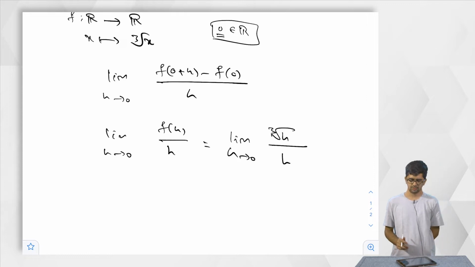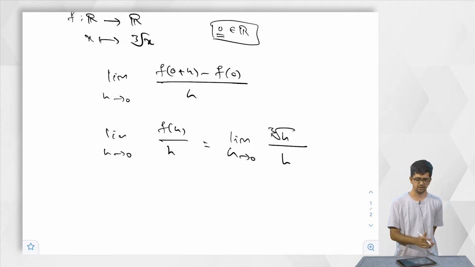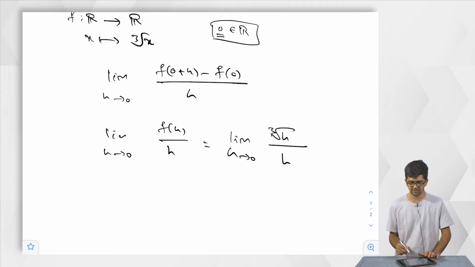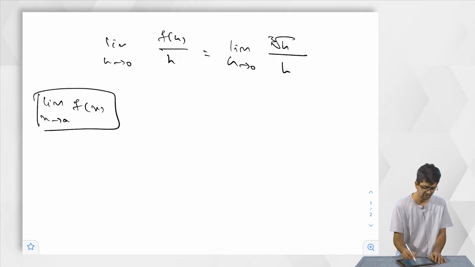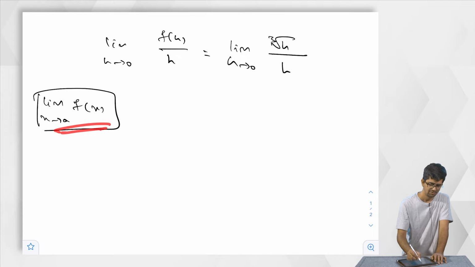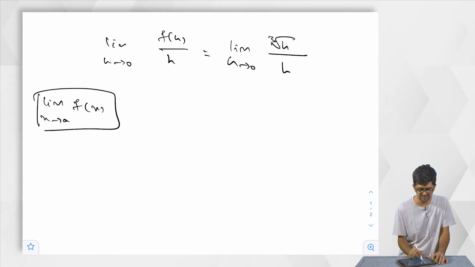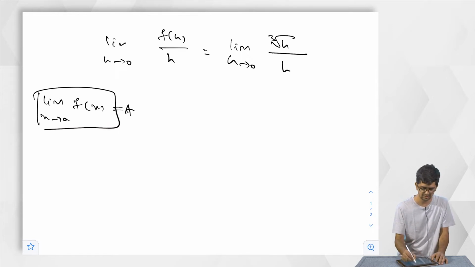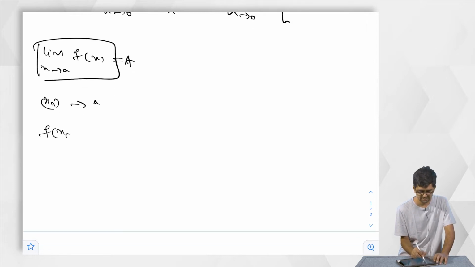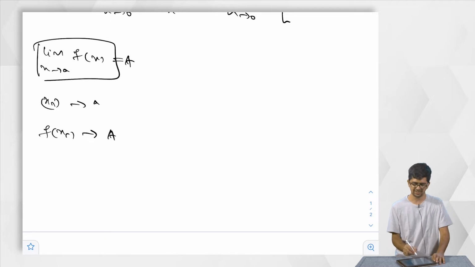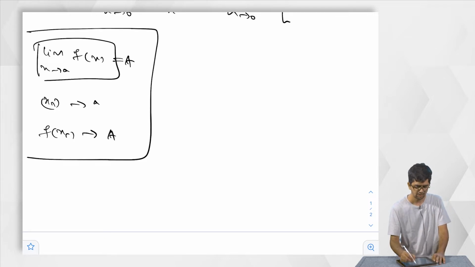Now, if you recall, how did we compute limits of some function? Suppose we have to compute the limit as x goes to a of f of x. First of all, we should guess some element capital A which is the value. Then we should take some random sequence that converges to a and show that f of xn converges to this capital A. That is the usual procedure to compute a limit.